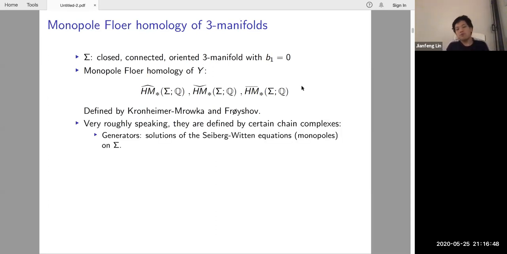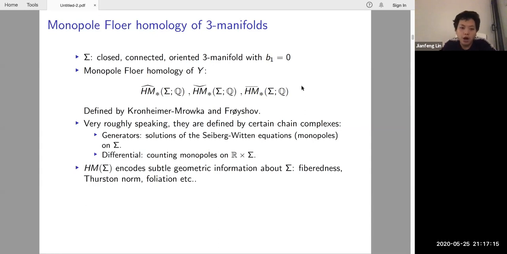Very roughly speaking, these invariants are defined by a certain chain complex whose generators are solutions of Seiberg-Witten equations on the three manifold. We will just call such solutions monopoles, and the differential in this chain complex will be obtained by counting monopoles on R cross sigma.